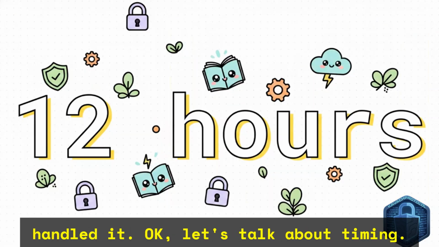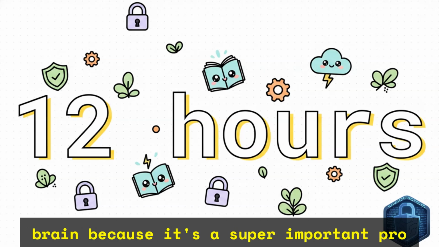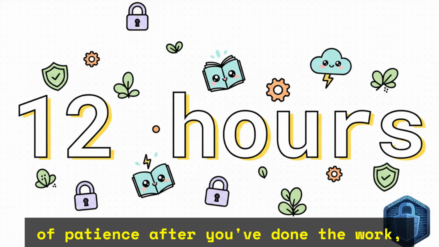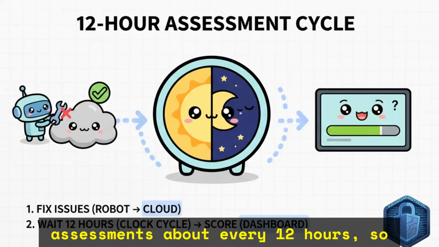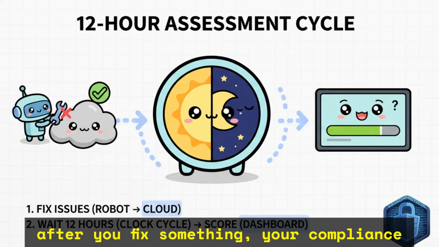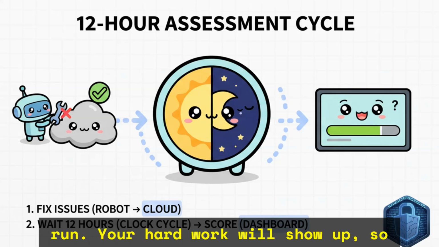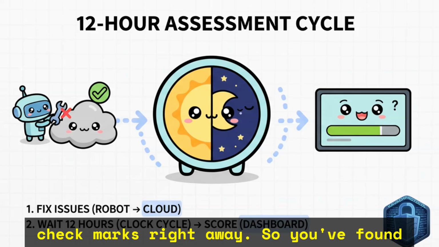Okay, let's talk about timing. I want you to burn this number into your brain because it's a super important pro tip. It's all about having a little bit of patience after you've done the work. And here's why. The system runs its assessments about every 12 hours. So after you fix something, your compliance score isn't going to update instantly. You have to wait for that next scan to run. Your hard work will show up, so don't panic if you don't see those green check marks right away.